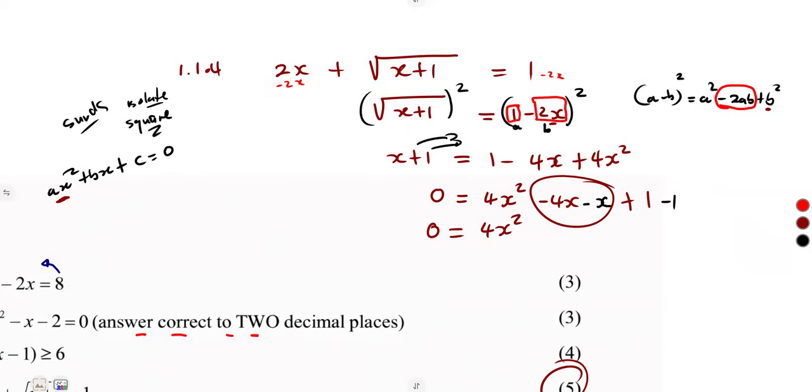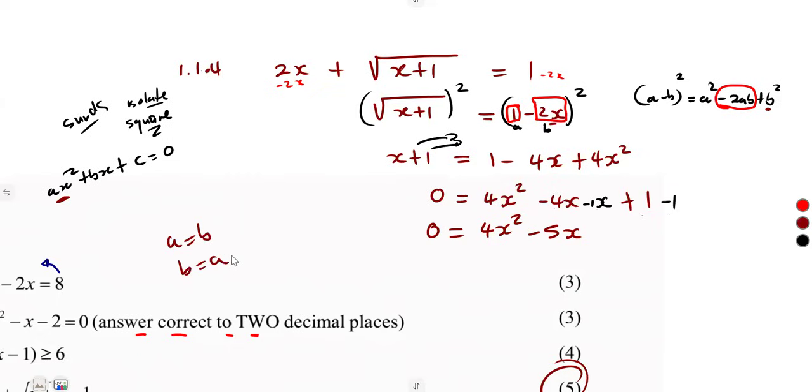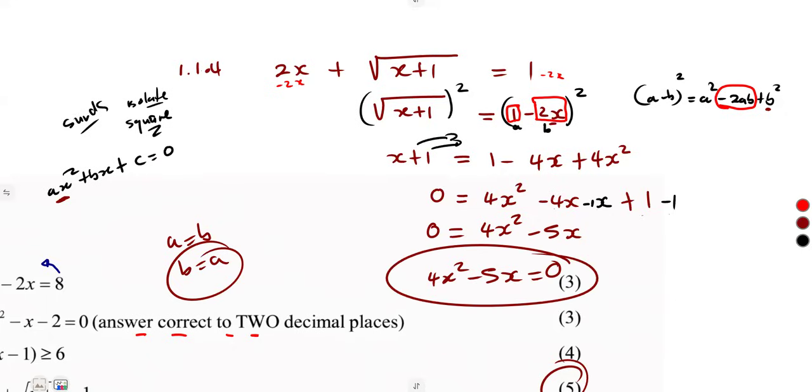Working with the like terms, this is negative 1 minus 4 minus 1. That's minus 5x. 1 minus 1, that's a 0. So this is what you're going to have. So we can simply rewrite. Remember, if a is equal to b, it simply means b is equal to a. So I can just rewrite, starting with what I have on the right-hand side being equal to 0. I haven't changed anything, guys.